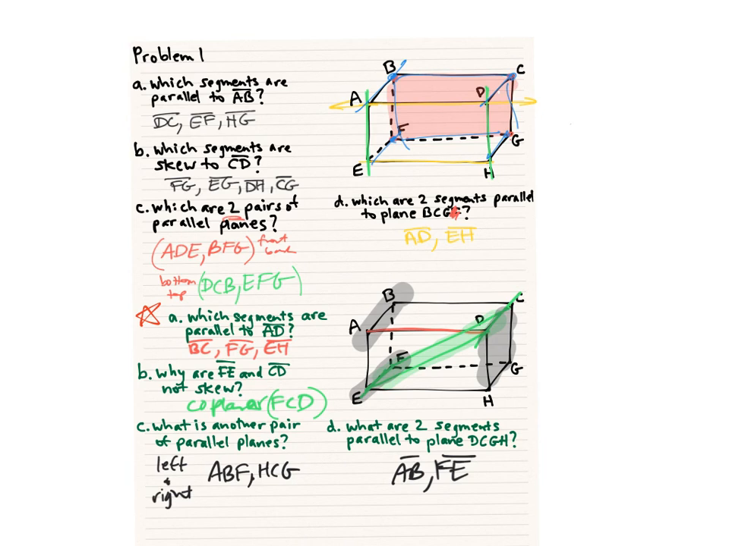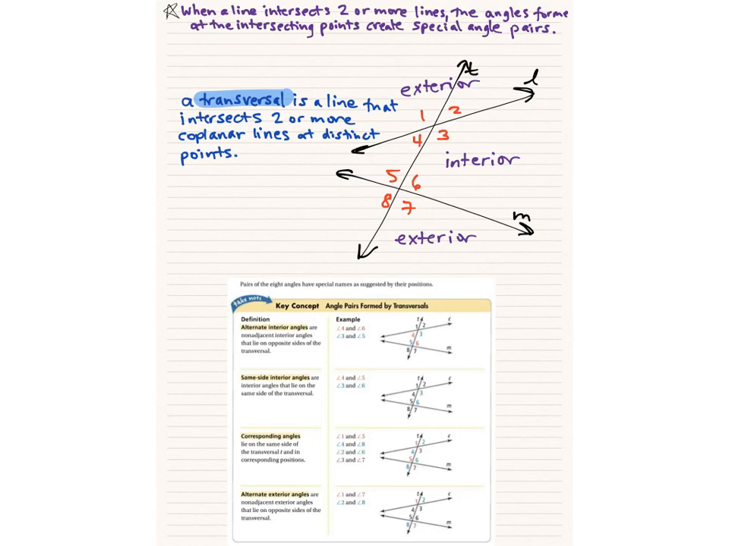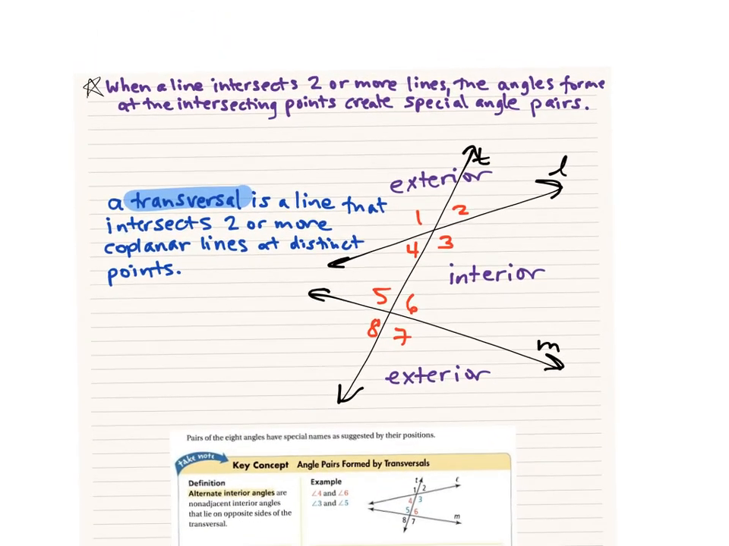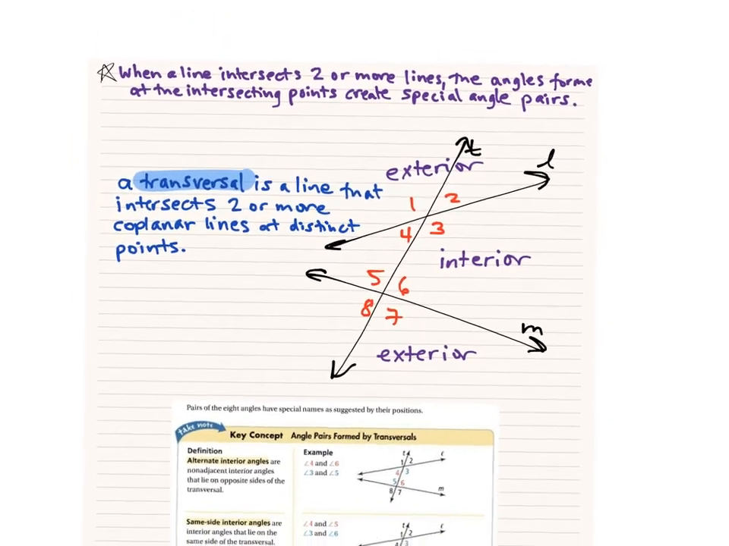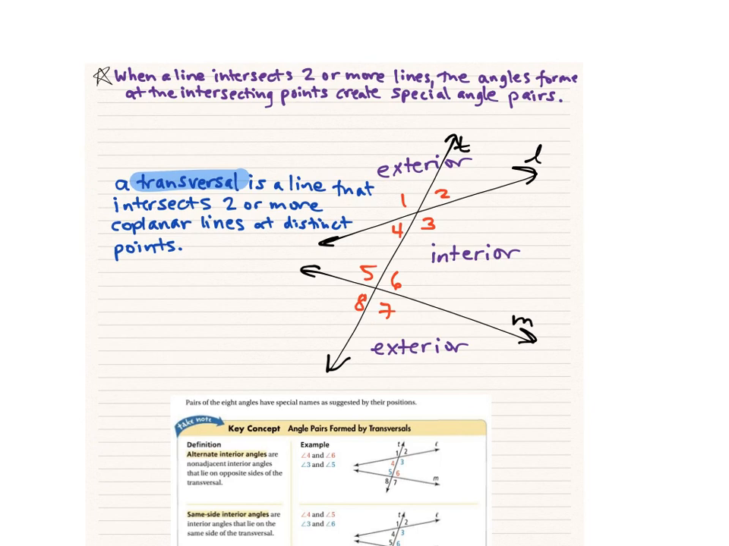Okay, moving on now to some very exciting stuff that we'll be using a bunch in geometry: angles that are formed when you have a line, which is called a transversal. And a transversal is defined as a line that intersects 2 or more coplanar lines at distinct points. So if you have a transversal that intersects 2 different lines, it creates these 8 angles.